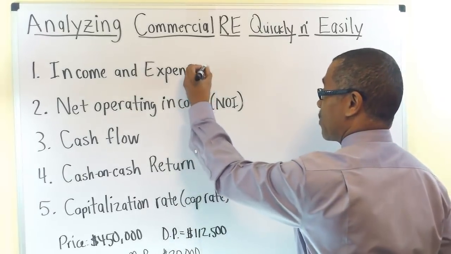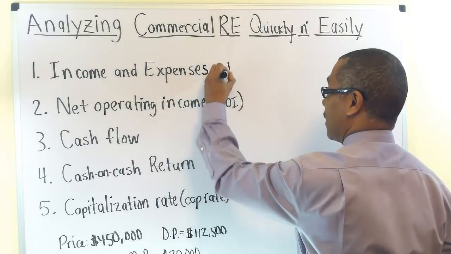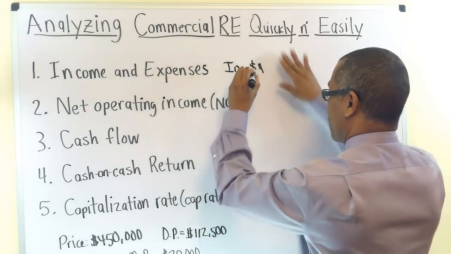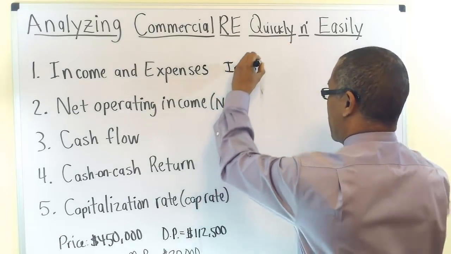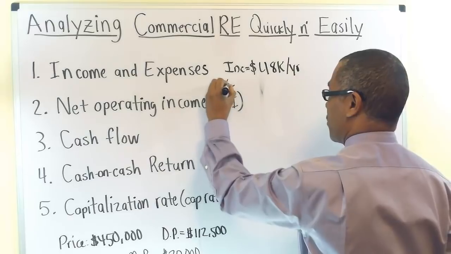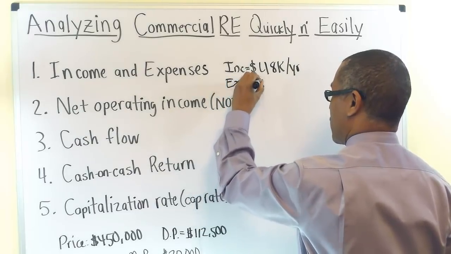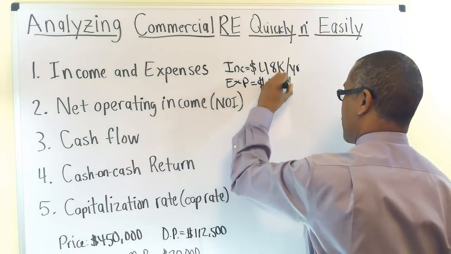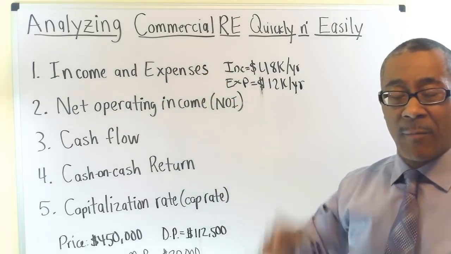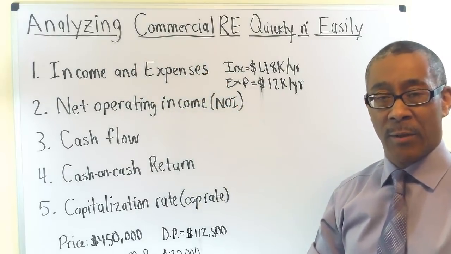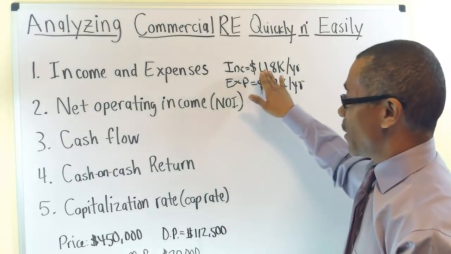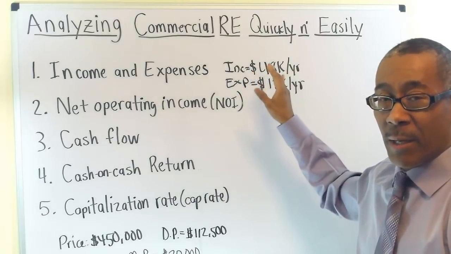Okay? So on this property, the income is $48,000 per year. And the expenses are $12,000 per year. And this income and expenses information you get from the broker, you get from the seller, you can get on an income expense statement. So that's given. All right? So you don't assume anything here. This is hard information from a reliable source.